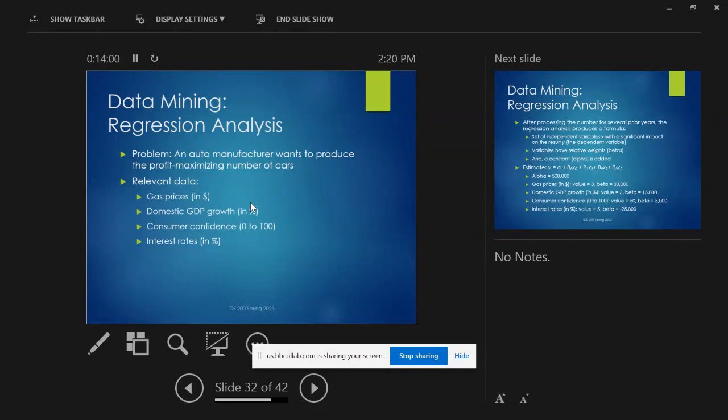So in the model that I have on the next page, higher gas prices actually lead to more sales. So maybe this is a manufacturer that makes hybrids or something, right? Or electric cars. So if gas goes up, people are going to buy more of these alternative cars. GDP growth, in general, is the economy doing well? If the economy is doing well, people are more likely to buy cars. Likewise, consumer confidence, right? If ordinary people feel their personal situation is pretty good, they're a lot more likely to buy a car than if they're nervous about the future.